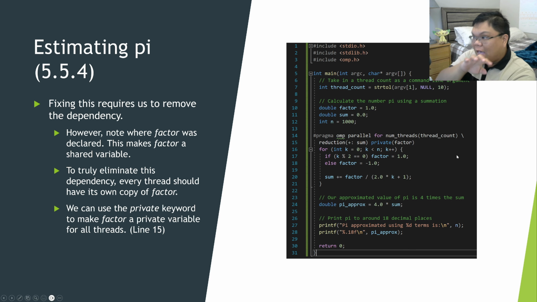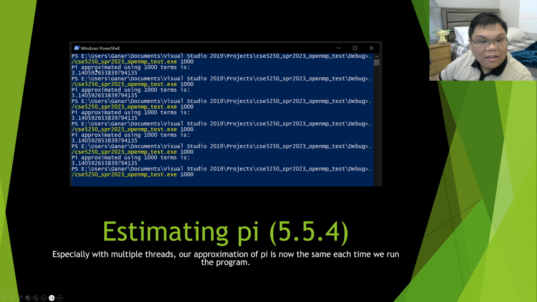This way, we have eliminated all possible loop carry dependencies. And if we run the program again, we now get the same approximation of pi every time we run the program. 3.14059. It should be 3.14159, but in your programming assignment, I'm asking you to estimate the number pi to 3 decimal places.